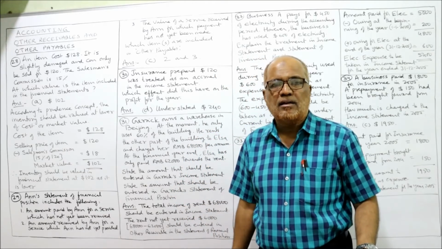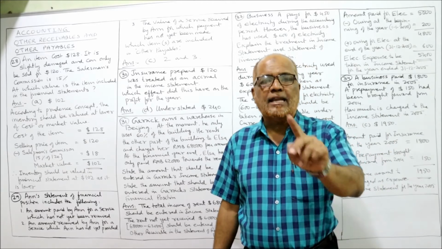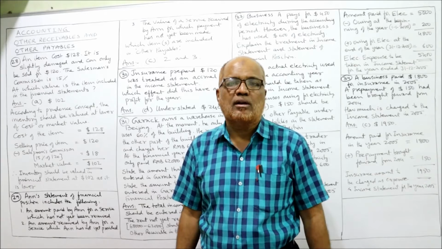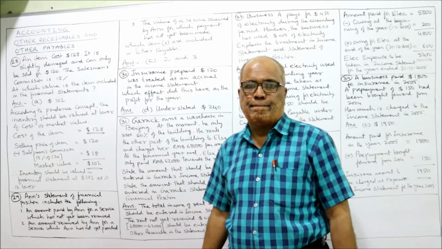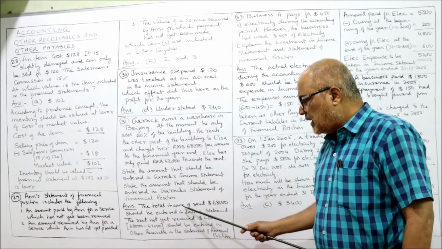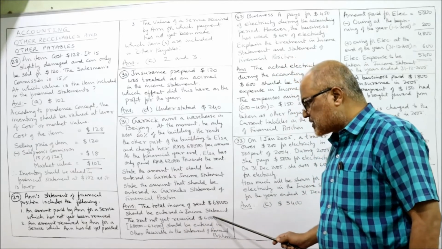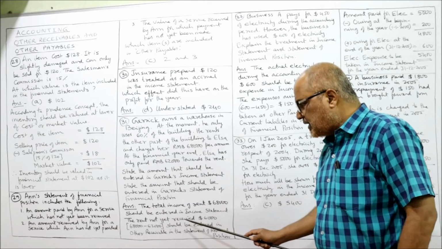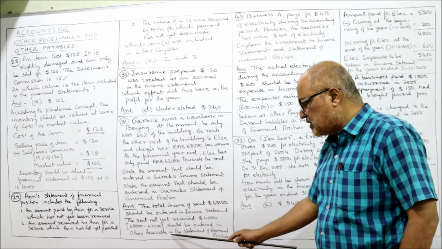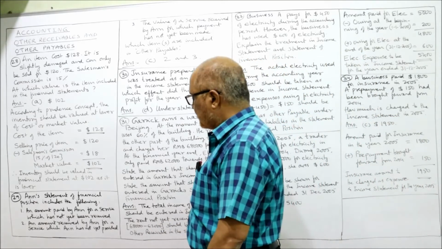The ultimate answer: 68,000 should be taken in income statement and 6,000 should be taken in statement of financial position as other receivable. That's it. So here the answer is the total rent income of $68,000 should be entered in income statement. The rent not yet received, $6,000, should be entered in other receivable in the statement of financial position. I've just discussed that. That's it.